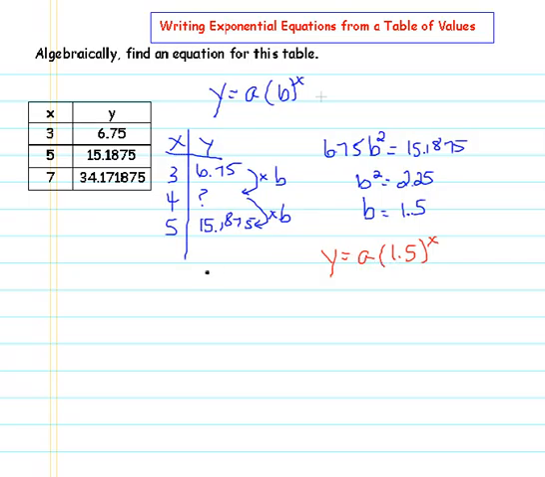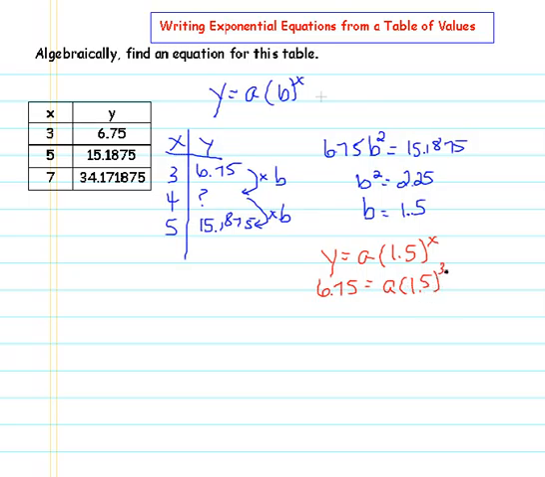To do that, we're going to grab a pair of values from our table. We can use any of the three that are given. I'll use the first one, the smallest numbers. I'm going to replace the y with 6.75. I'm going to replace the x with 3. And now I have an equation that I can solve for a.